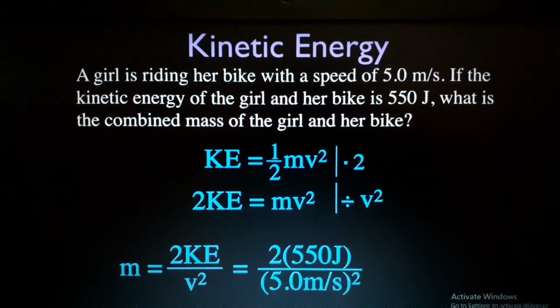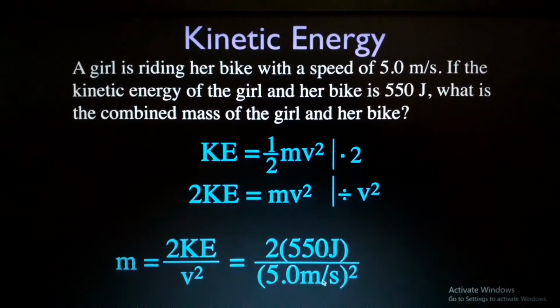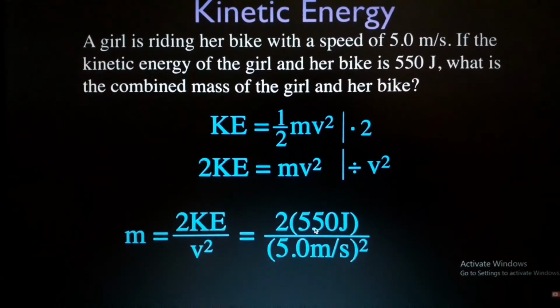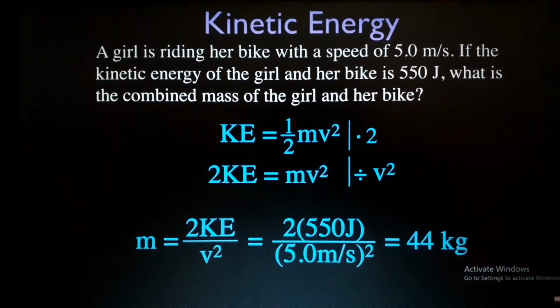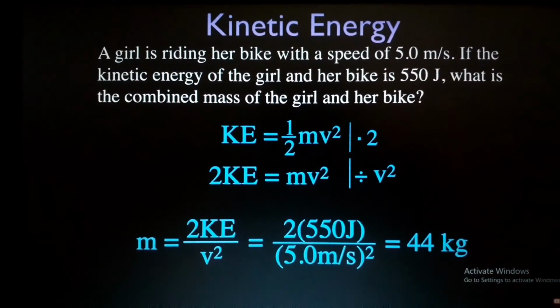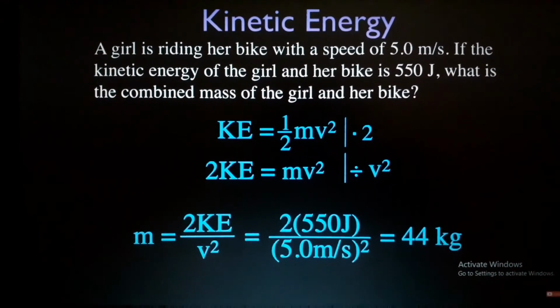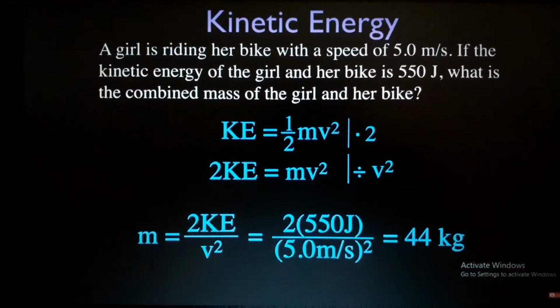We're given the ke. It's 2 times 550, and the velocity squared. Remember, once again, you guys square the velocity. This is 5 times 5 is 25. So this is 1100 divided by 25, and you get that the girl and her bike have a mass of 44 kilograms, just like that.